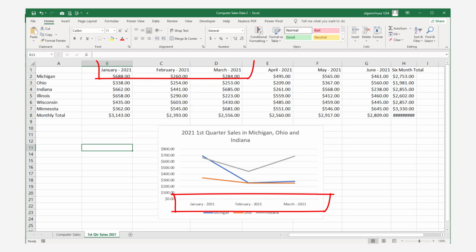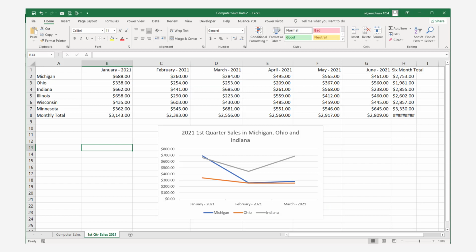In this example, Excel gets the categories, really the category labels, the dates from cells B1 to D1 on the worksheet. The words indicating what the colors represent in the legend are the data series labels. Excel gets the data series labels from the cell range A2 to A4 on the worksheet. The legend only appears when there are multiple data series on the chart. Finally, each line chart has an optional title associated with it. In this case, the chart's title is 2021 First Quarter Sales in Michigan, Ohio, and Indiana.